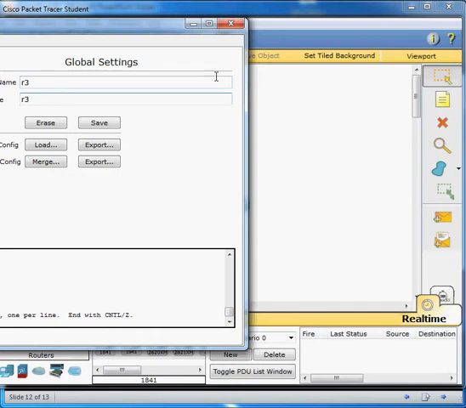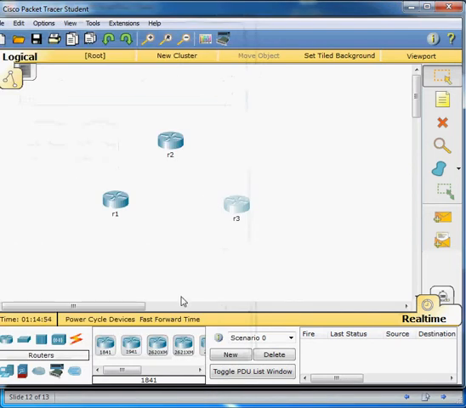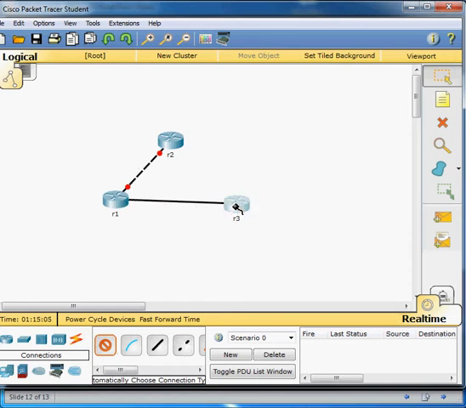So I'm just configuring my routers, and now I'm going to connect them together. I should have Fast Ethernet connected to all of these. I'm going to do a little loop here. Alright, so they're all connected to Fast Ethernet.